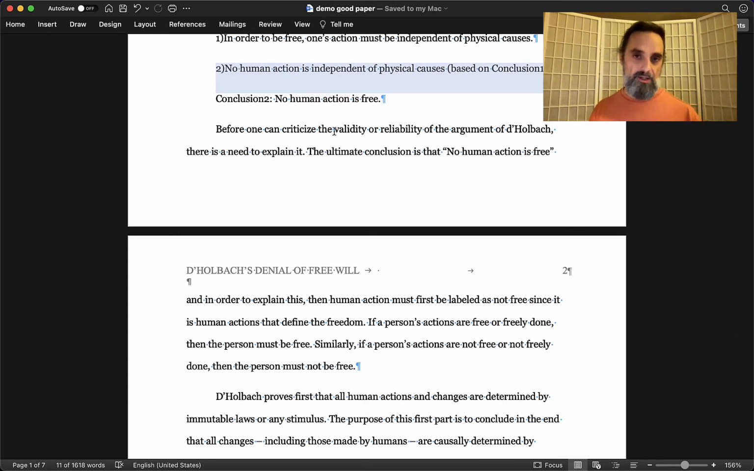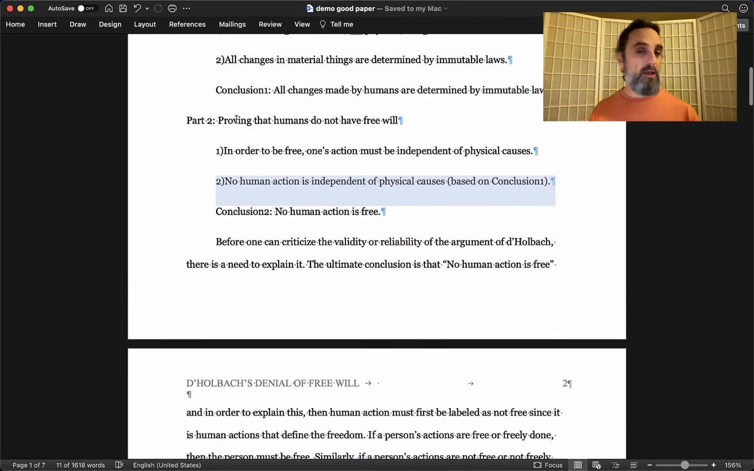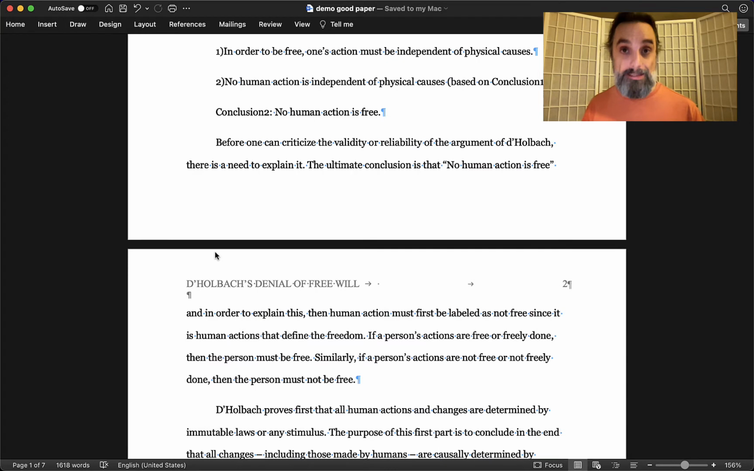Before one can criticize the validity or reliability of the argument of de Holbach, there is a need to explain it. Okay, good. So now here, this is a structuring sentence. It's saying, okay, here's this argument. We're going to go on to criticize it, but first we're going to explain it. So that's an easy to read sentence, and it's helpful in organizing the paper and helping the reader know what's going on.